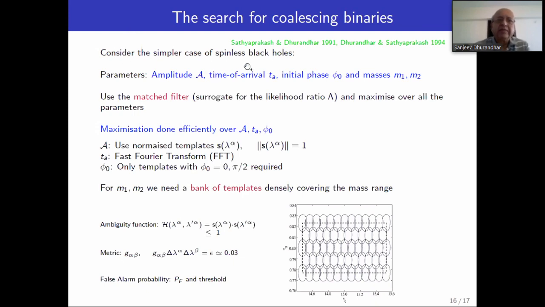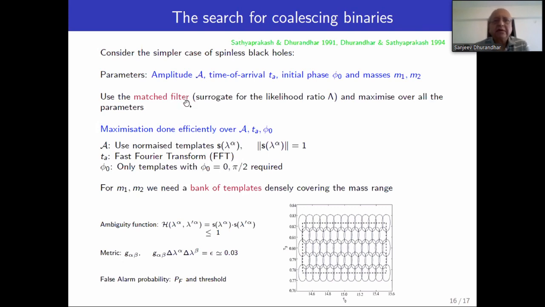So consider the simpler case of spinless black holes. I will just run through how this works. I take the simple case where there are no spins on the black holes. They are just Schwarzschild black holes, if you like. The parameters are amplitude A, time of arrival TA, phi naught, and masses M1 and M2. So we have just five parameters.